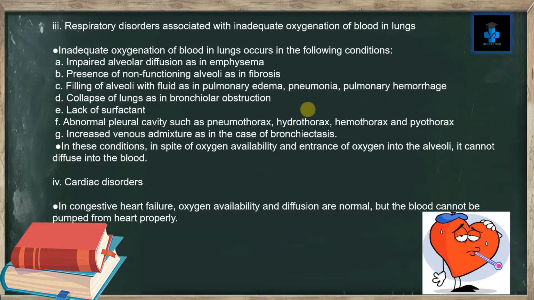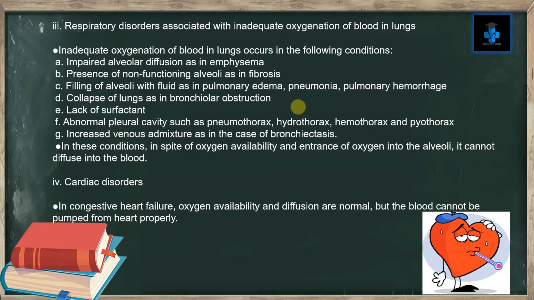3. Respiratory disorders associated with inadequate oxygenation of blood in lungs. Inadequate oxygenation of blood in lungs occurs in the following conditions: A. Impaired alveolar diffusion as in emphysema. B. Presence of non-functioning alveoli as in fibrosis. C. Filling of alveoli with fluid as in pulmonary edema, pneumonia, pulmonary hemorrhage. D. Collapse of lungs as in bronchiolar obstruction.